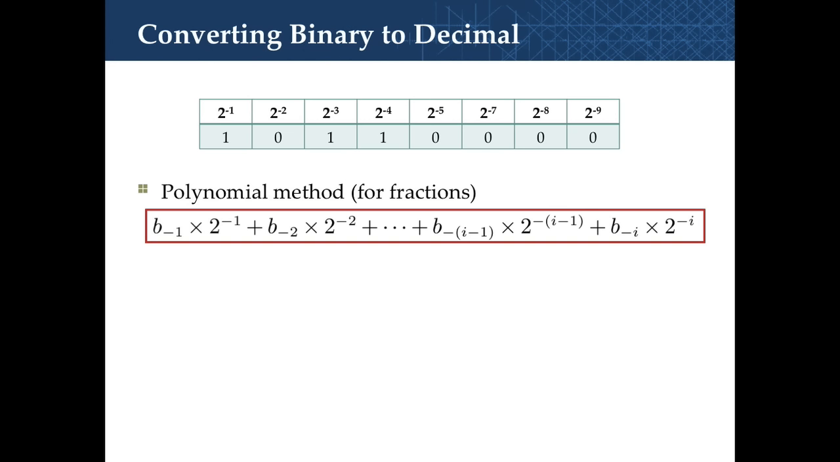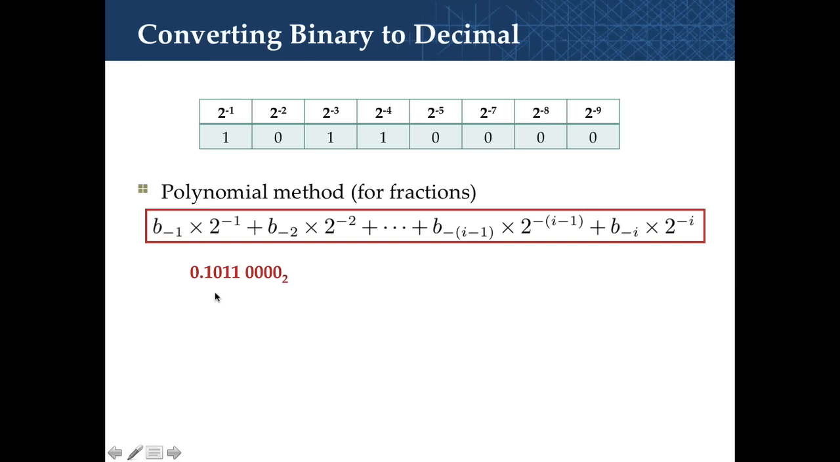Well, now what if we want to deal with fractions? The way we deal with fractions is, let's say I have some number 0.1011 and I want to convert that to decimal. I now have to read this as, instead of 1 divided by 10, this is 1 divided by 2. Instead of 0 divided by 100, this is 0 divided by 4, etc.